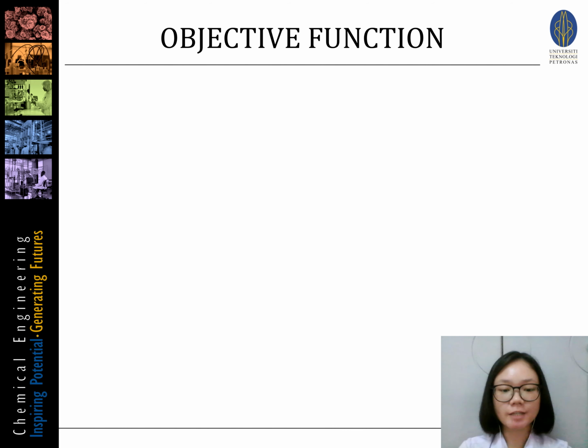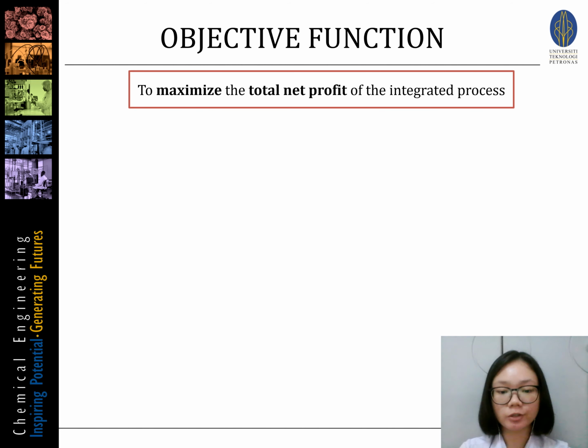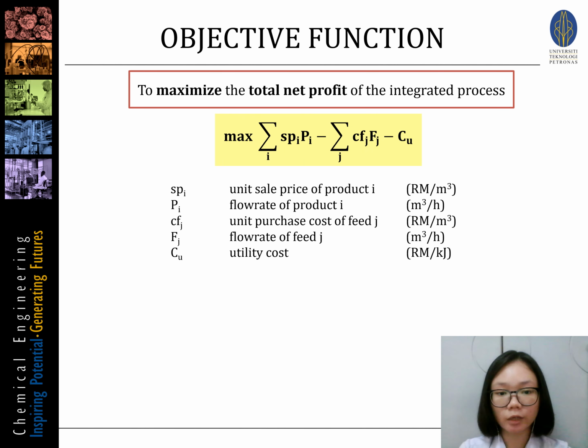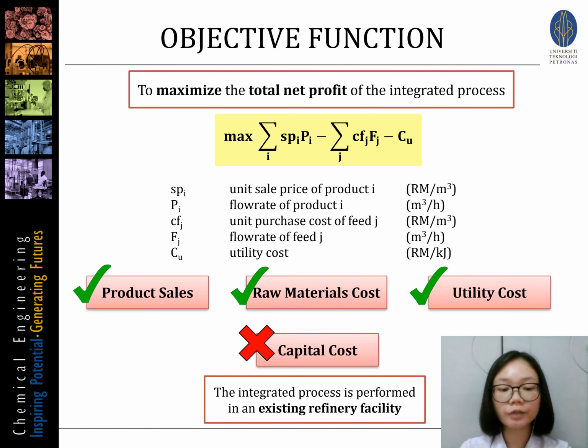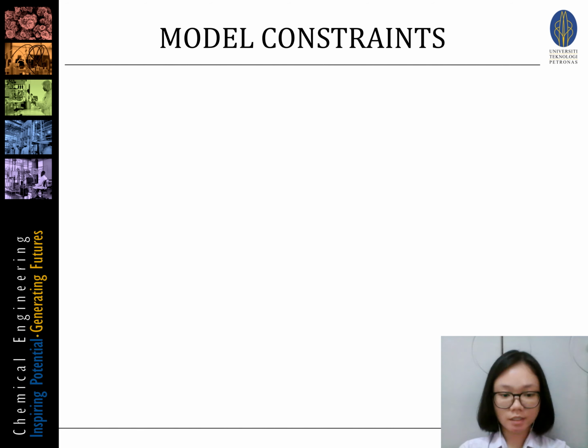So with these process correlation equations, the optimization work can now begin. For the optimization in GAMS, I would like to first introduce the objective function, which is to maximize the total net profit of the integrated process. As we can see from this equation, the total profit includes the product sales, raw material costs, and utility costs. Capital cost is not taken into consideration since the integrated process is performed in an existing refinery system as mentioned. Moving on next are the model constraints.